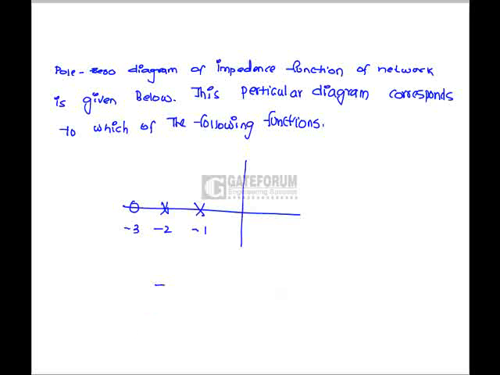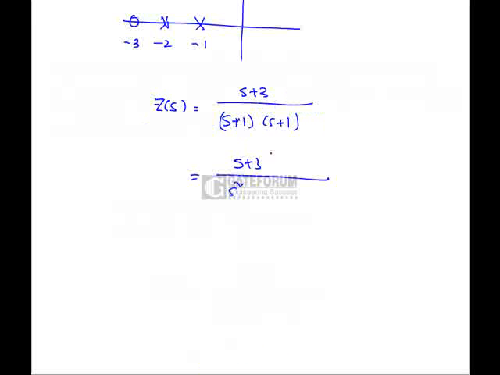This particular diagram corresponds to which of the following functions? Here, from the pole-zero diagram, this is the impedance function. So, Z of S is (S plus 3) by (S square plus 3S plus 2). For simplicity, I am constructing Y of S, which is 1 by Z of S. So, Y of S is (S square plus 3S plus 2) by (S plus 3).